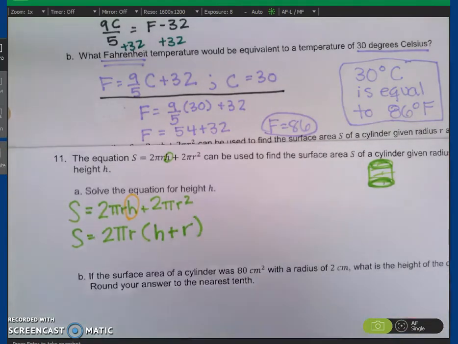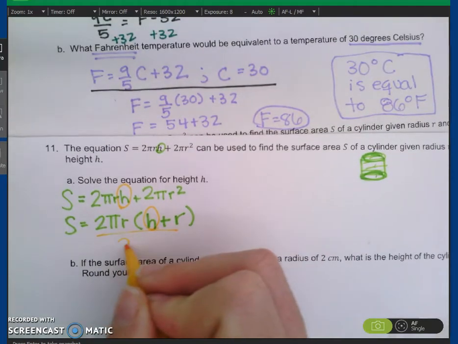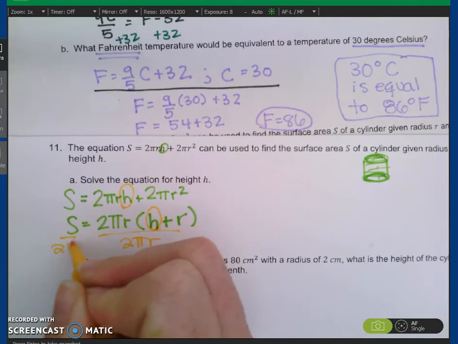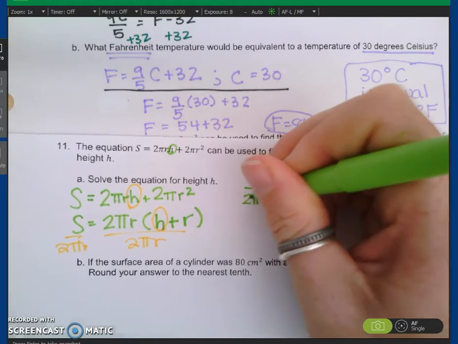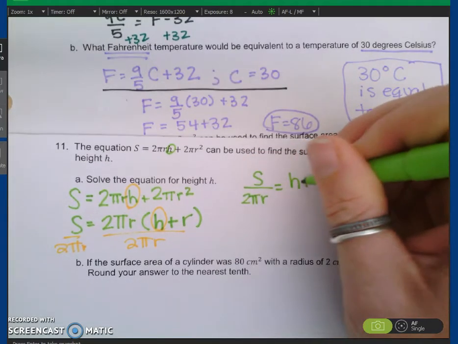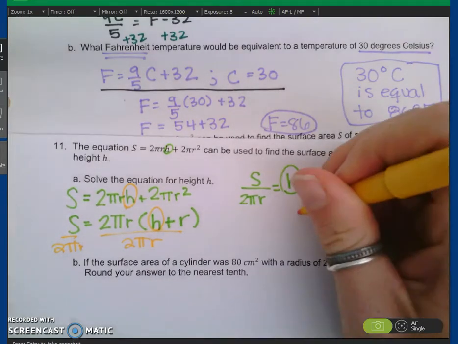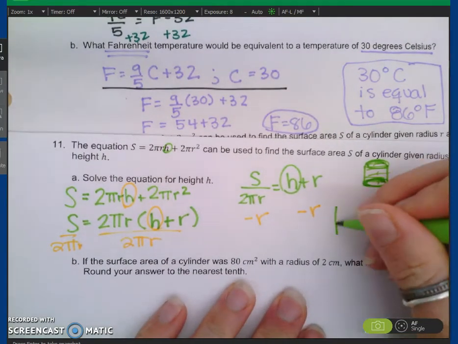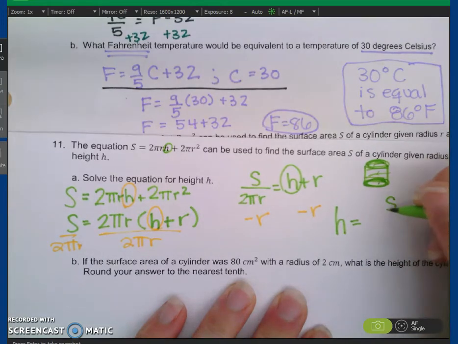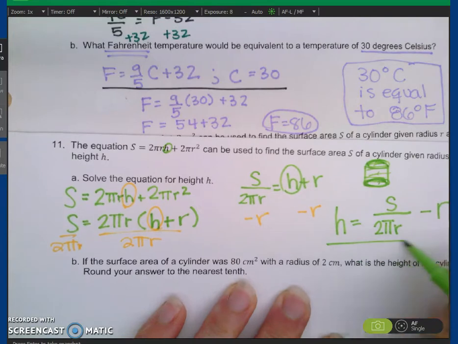So taking a look here, remember we're solving for h. I'm going to undo the multiplying by 2 pi r by dividing both sides by 2 pi r. And then I'll have s over 2 pi r is equal to h plus r. Remember, we're solving for h, and now all we have to do is undo the addition. Subtract r on both sides, and we know that for a cylinder, the height is equal to the surface area divided by 2 pi times the radius, all minus the radius.